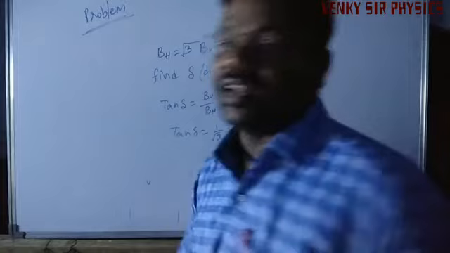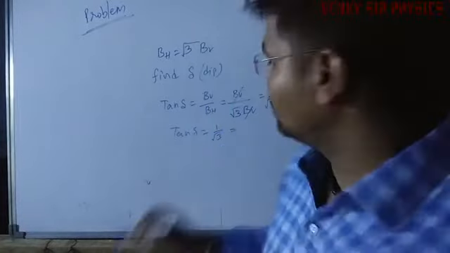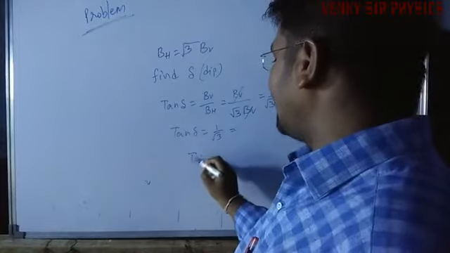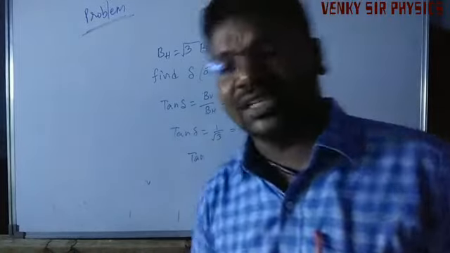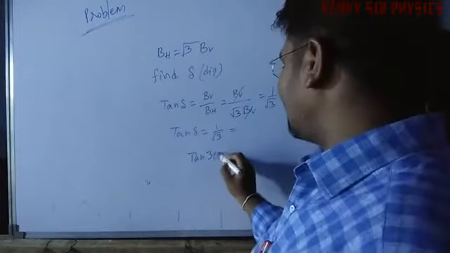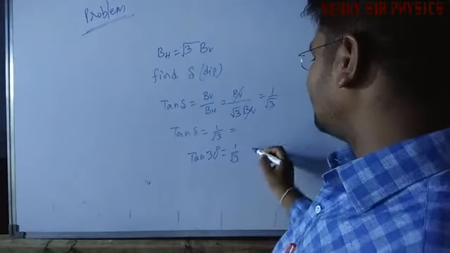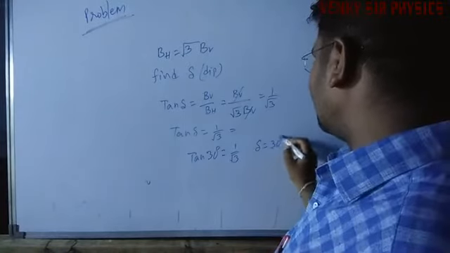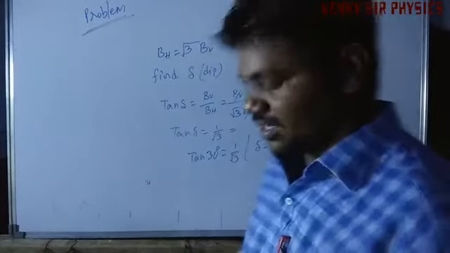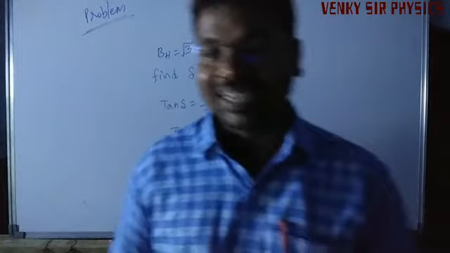So at which angle can we get 1 by root 3? Tan 30 will give us 1 by root 3. Understand? So delta value is 30 degrees. Understand? So angle of dip is equal to 30 degrees.